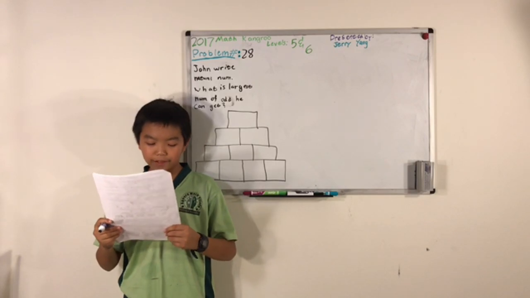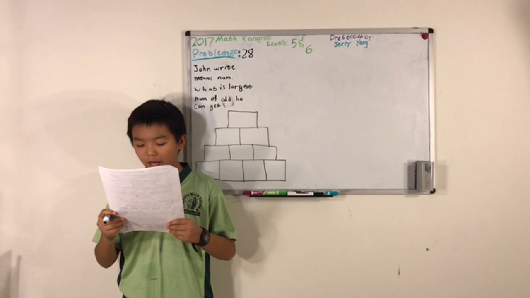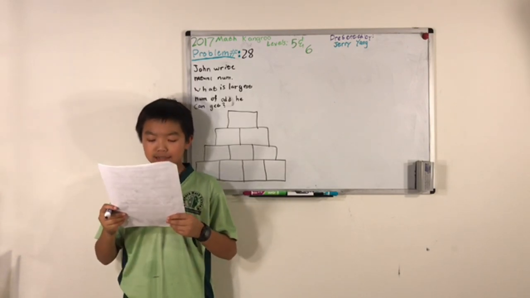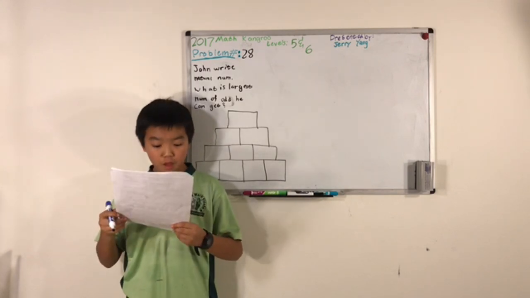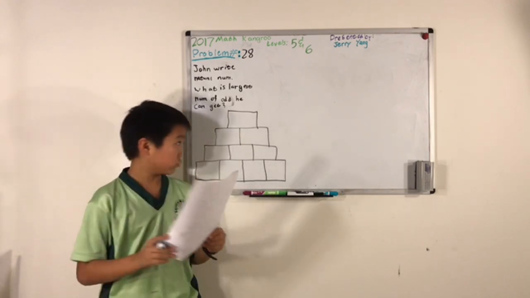Problem 28. John wants to write a natural number in each box in the diagram in such a way that each number above the bottom row is the sum of the 2 numbers in the boxes immediately underneath. What is the largest number of odd numbers that John can write?